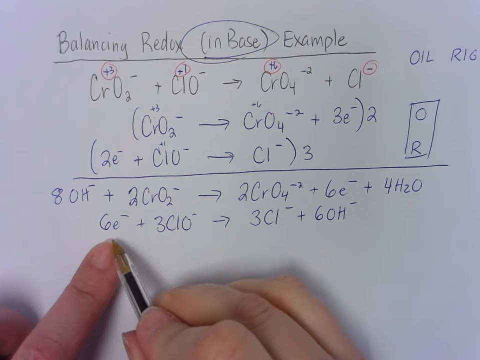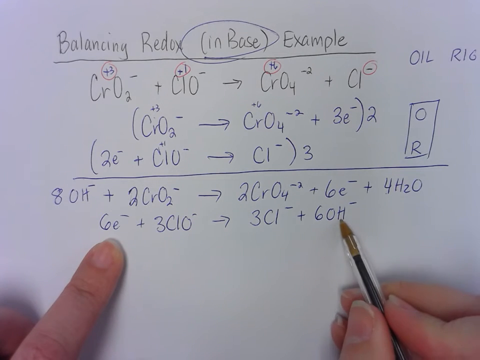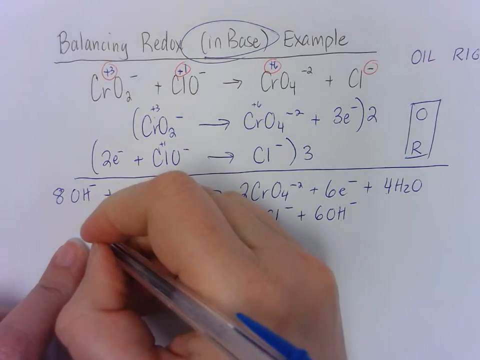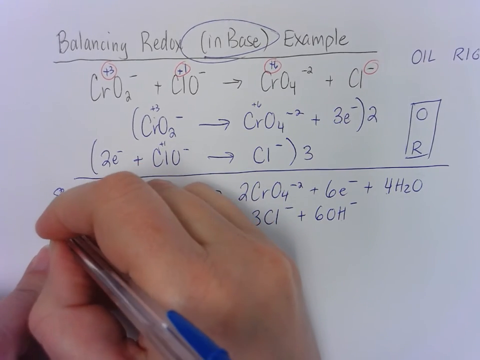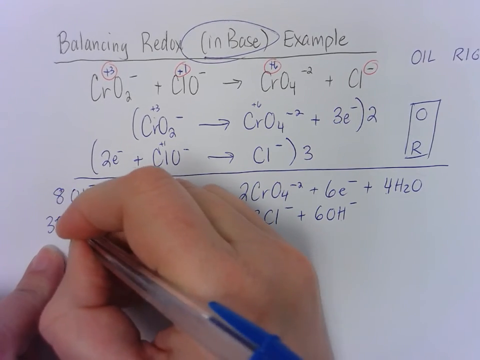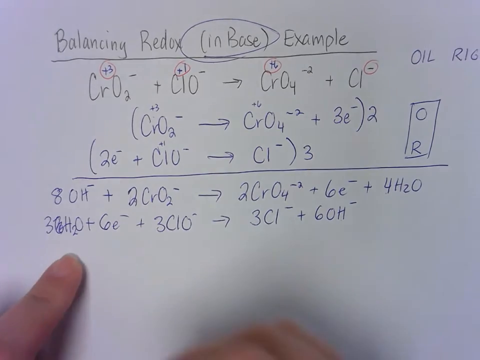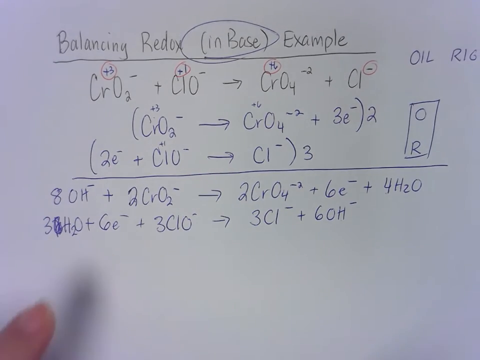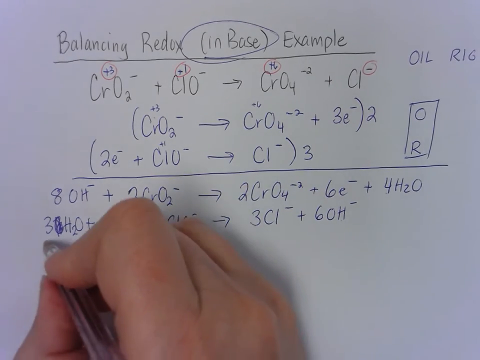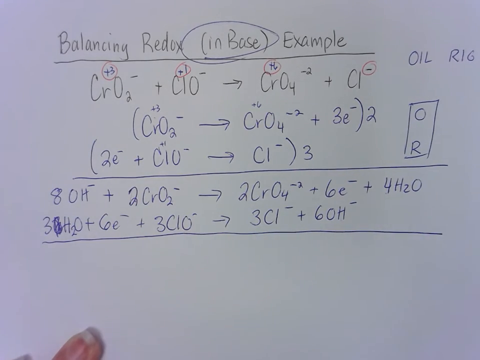So second half reaction, we need 6 hydrogens balanced. So on this side, we're going to have 6, nope, not 6. We're going to have 3 water. Okay, sorry about the mistake. 3 water. Now we have balanced all of our atoms, and we should be to the part where we are going to be able to cancel and combine. Let's go ahead and cancel.